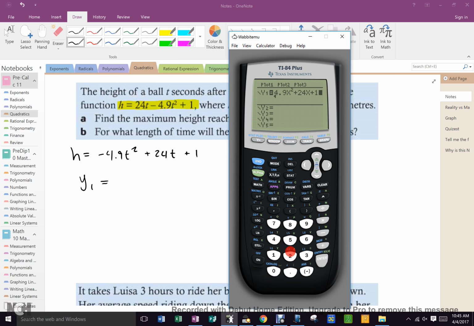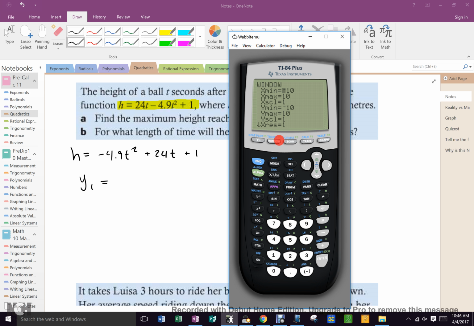Now, will this work with the current window I have? Remember, I've set mine at 10 by 10. Graph. Oh, crap. Well, it kind of did. So what is the only thing I need to change here? What should I do with my calculator? Do I need any negatives? Why? Because it's time and height.